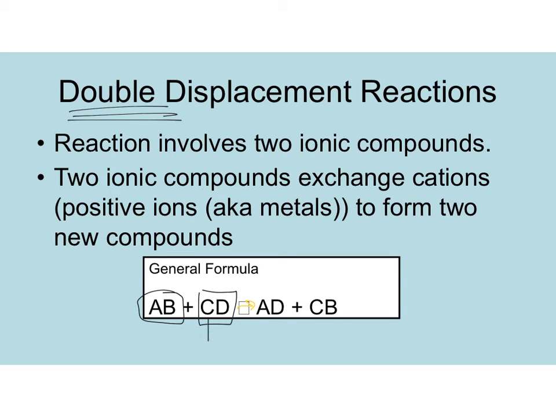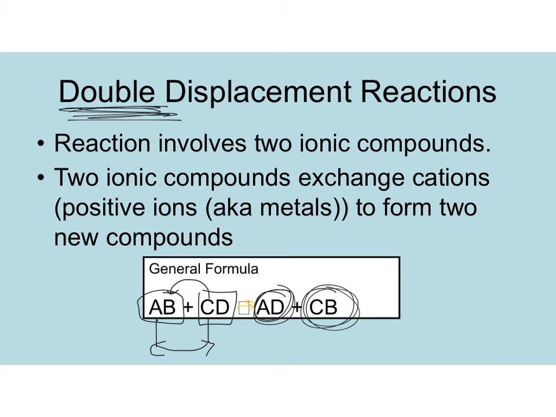So C is going to come off, okay? A is going to come off, and then what they're going to do is flip-flop. So C is then going to bond with B, and I get CB over here. And then A is going to bond with D, and I get AD. So this is very similar to a single displacement. Because I'm changing two things, we call it a double displacement.